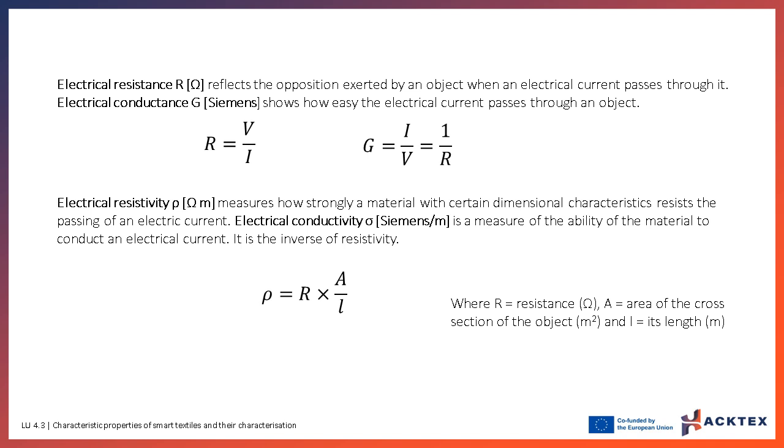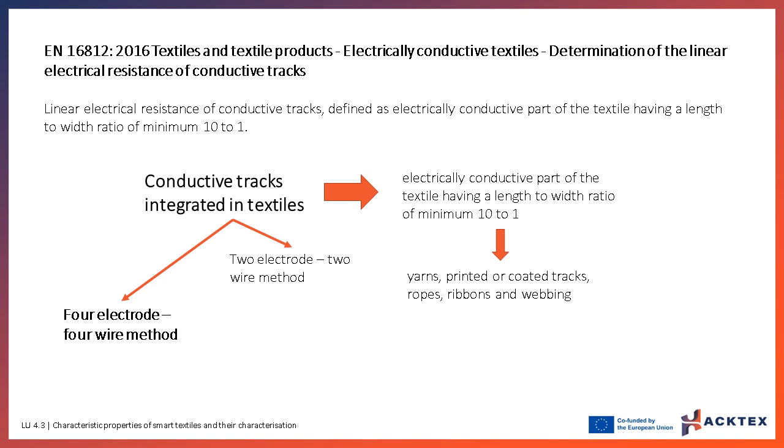Electrical resistivity ρ, measured in ohm meter, expresses how strongly a material with certain dimensional characteristics, cross-sectional area A and length L, resists an electric current. EN 16812 describes the measurement of the linear electrical resistance of conductive tracks, defined as the electrically conductive part of the textile having a length-to-width ratio of minimum 10:1. This definition applies to yarns, printed or coated tracks with conductive properties.